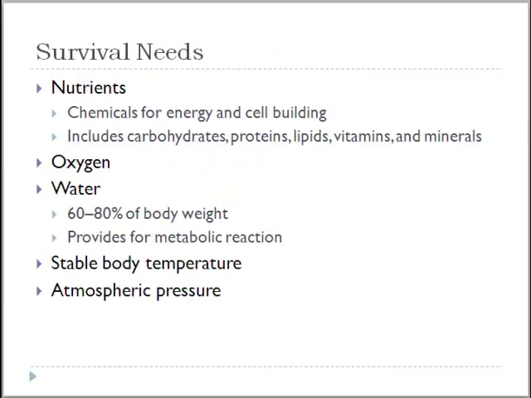So in order to be a living thing, we need to be able to carry out these functions. And I'll point out at this point, there are also what we'd call survival needs. In order to survive, there are certain things that we need, and these are nutrients, oxygen, water, stable body temperature, and a certain atmospheric pressure. These are required for us to be a living thing. If we have an imbalance in any of these things, we're going to have problems maintaining homeostasis, and that eventually could lead to death.